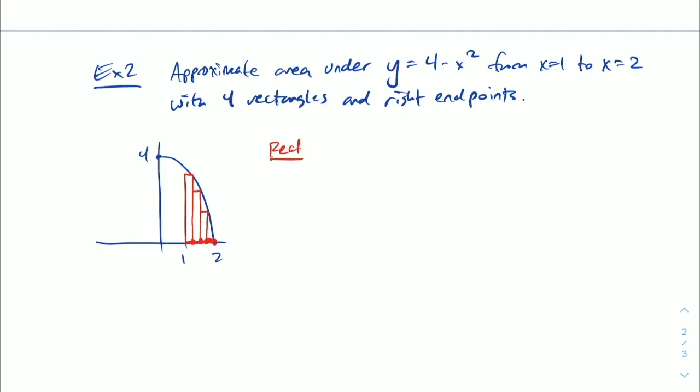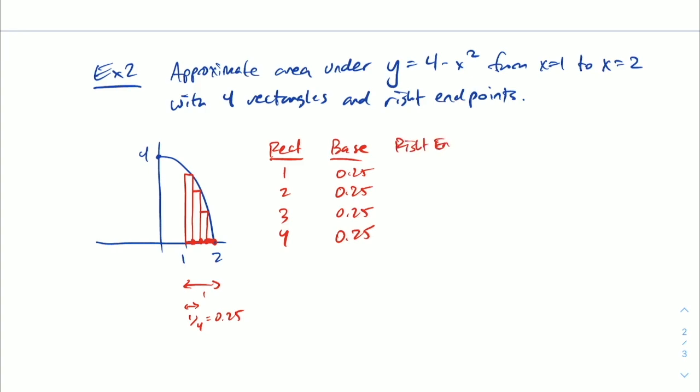So we have rectangles 1, 2, 3, 4. We have the base. Again, this interval is 1. So the subinterval is going to have length 1 over the number of rectangles, 1/4, which is 0.25. So our base is going to be 0.25 for each rectangle. And then we'll use the right endpoints to construct the heights. And this first right endpoint right there is 1 plus the width of the subinterval. So 1 plus 0.25, or 1.25.